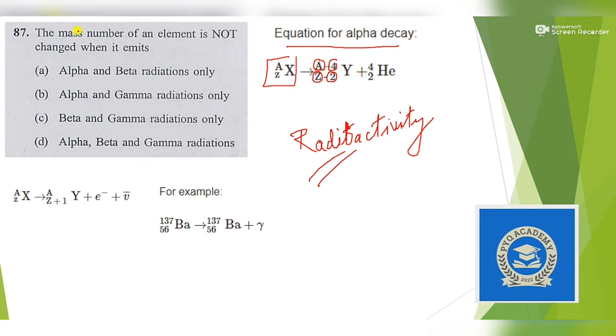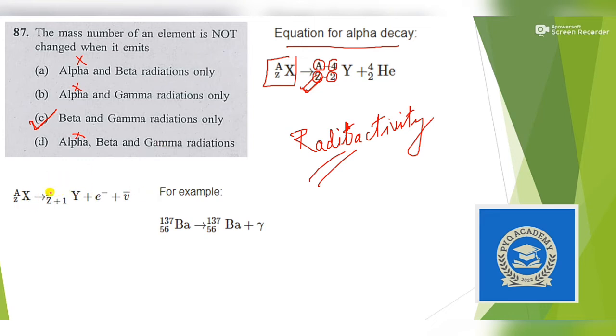So the question is asking which one has the mass number of an element not changed. It is changed in alpha, so let's remove all the options related to alpha, and we got our answer. If you have only one piece of knowledge about alpha decay, you must have got the answer.